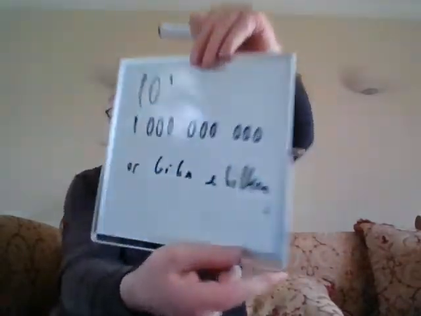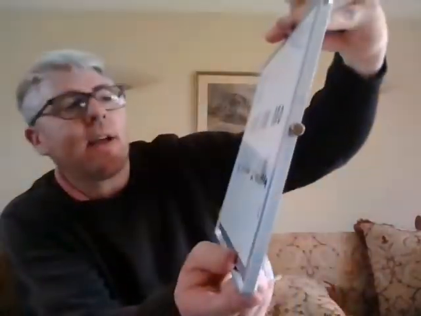And 10 to the power of 9 is this one here. That's giga and billion. I think in the American system it's billion, and in the British system it's giga. So I just wanted you to see that. 10 to the power of 9, or giga or billion. Just wanted you to see that.